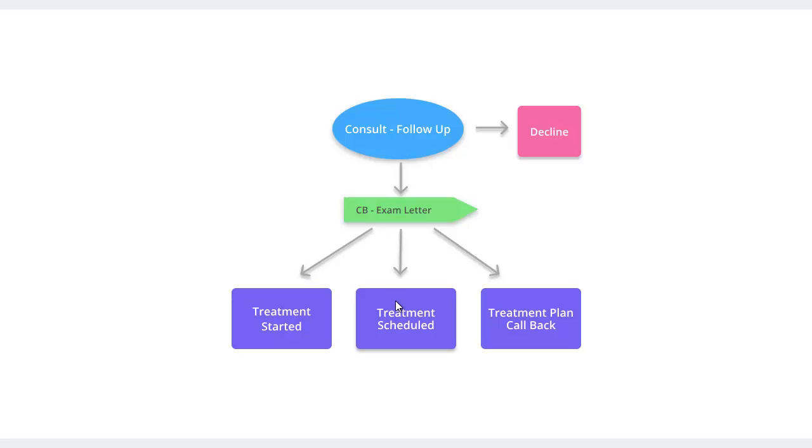The next is treatment scheduled. So they came in on the 15th and we scheduled them for treatment on the 20th. So we put in the date, the 20th, and some notes about their treatment plan and their visit, and enter them in treatment scheduled. The next is they started right there on the spot. We put in the date they started and mark them as treatment started.